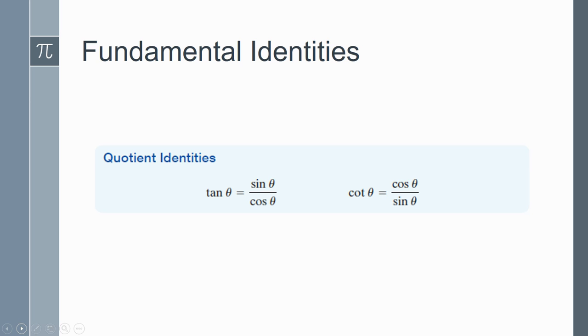Now, as long as you know that tangent is sine over cosine, you don't necessarily have to memorize cotangent by heart because remember, cotangent and tangent are reciprocals. So that's why we just flipped around the sine and the cosine.